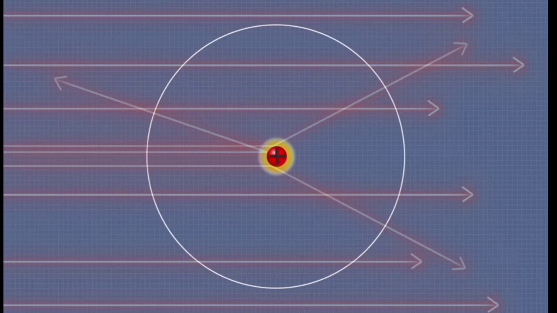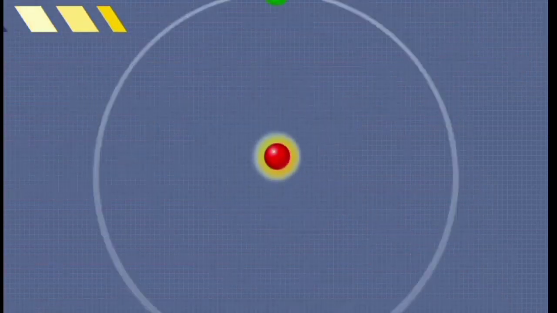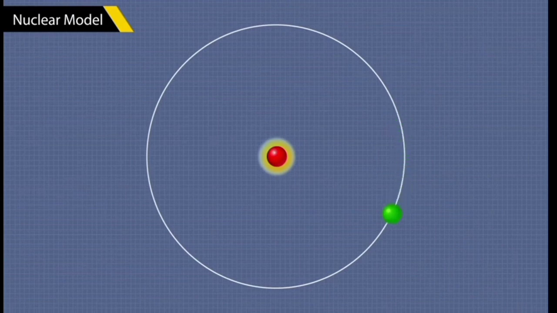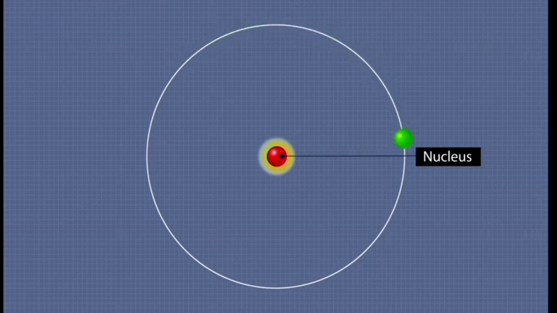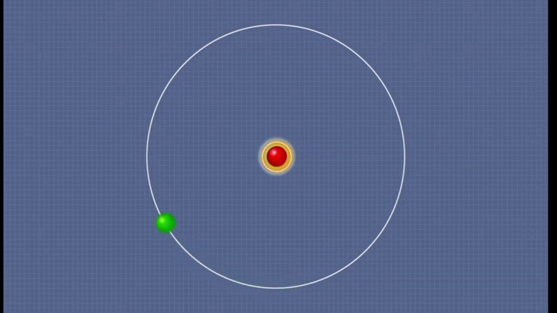The positive charge was concentrated in a small area within the atom and was not spread throughout the atom as Thomson had proposed. Based on his observation, Rutherford proposed the nuclear model of an atom. The positive charge is concentrated in the center of the atom, which is called the nucleus. The electrons revolve around the nucleus in circular paths called orbits. The nucleus is much smaller in size than the atom.